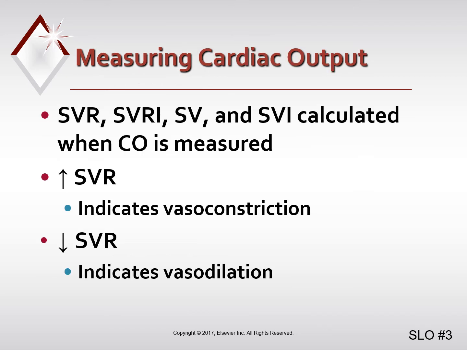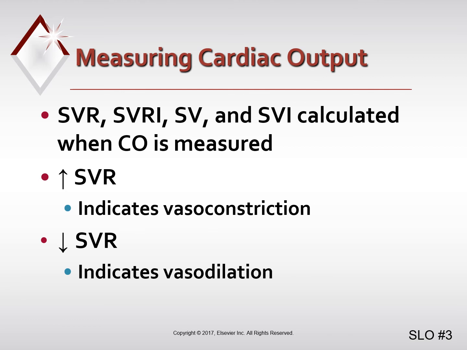Okay, so moving on to systemic vascular resistance. An increased SVR indicates vasoconstriction. You can imagine if you have a straw clamped and you're attempting to blow air into it, it's going to be very difficult, if not impossible, to get any air through. It's similar with your heart trying to pump against an increased SVR.